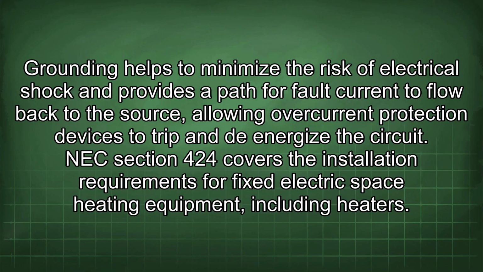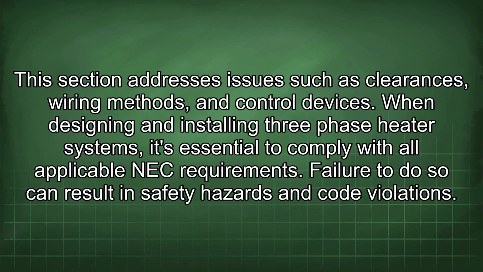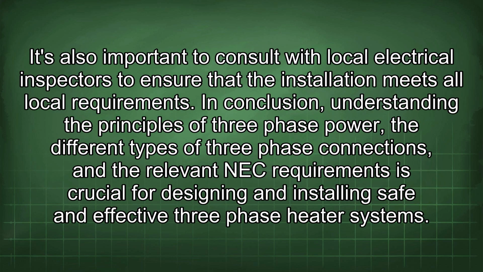NEC Section 424 covers the installation requirements for fixed electric space heating equipment, including heaters. This section addresses issues such as clearances, wiring methods, and control devices. When designing and installing three-phase heater systems, it's essential to comply with all applicable NEC requirements. Failure to do so can result in safety hazards and code violations. It's also important to consult with local electrical inspectors to ensure that the installation meets all local requirements.